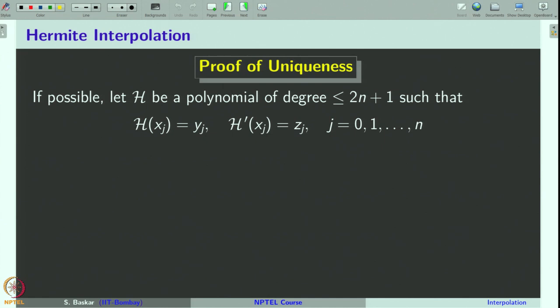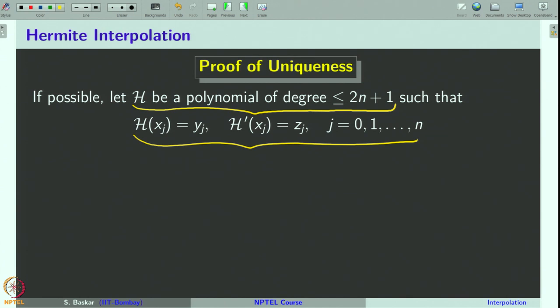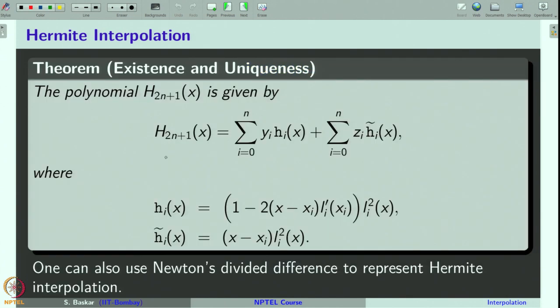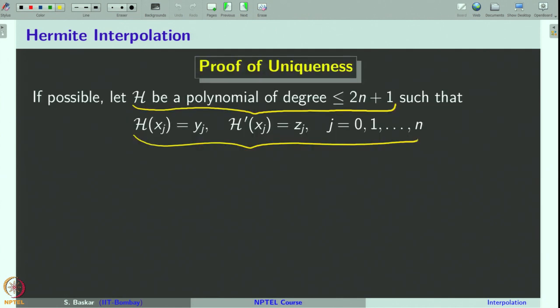If possible, we will assume that there exists another polynomial of degree less than or equal to 2n plus 1 with the same condition, and let us see what happens. Remember, we already constructed a polynomial in this form, and now what we are doing is we are assuming that there is another polynomial with the same property.